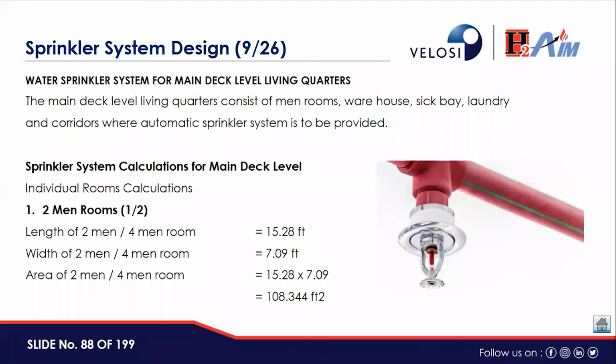So this is the calculation of the fire water sprinkler system: how many sprinklers are required at each room, at each level of the CPF living quarters. The main deck level living quarters consist of men's rooms, warehouse, sick bay, laundry, and corridors where an automatic sprinkler system is to be provided. So this is the individual rooms calculation. For example, a 2-man room. Length of this 2-man, 4-man room was 15.28 feet.